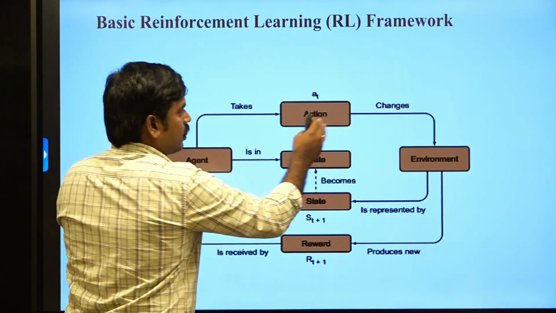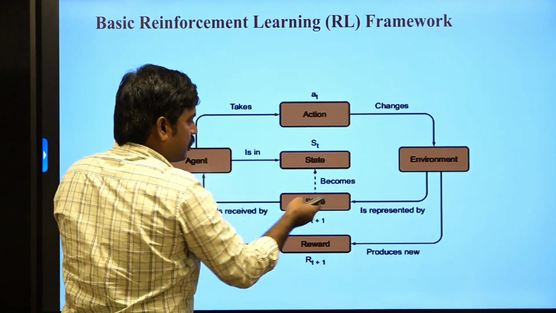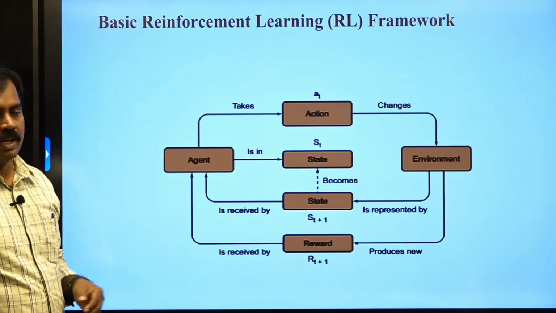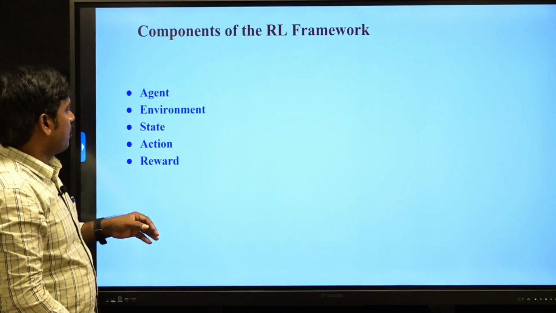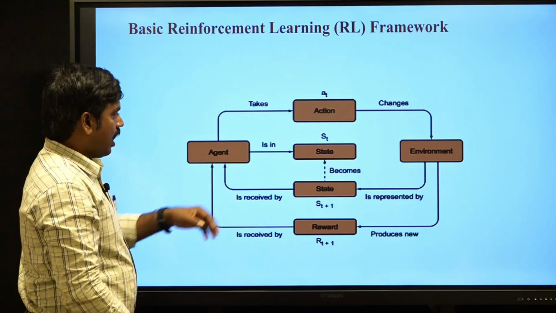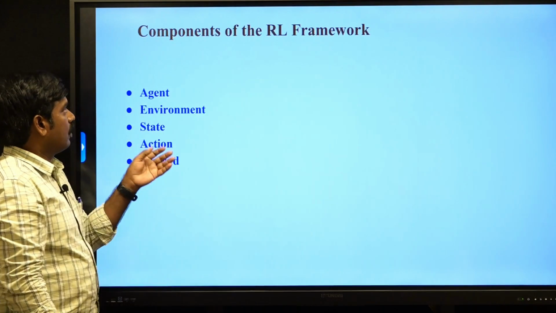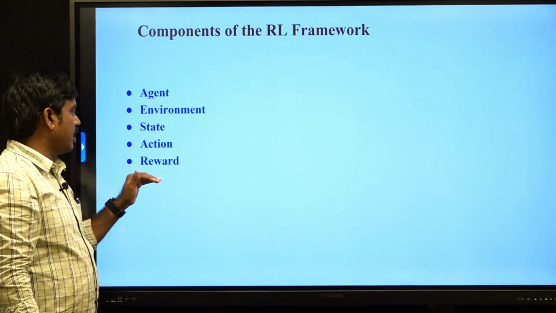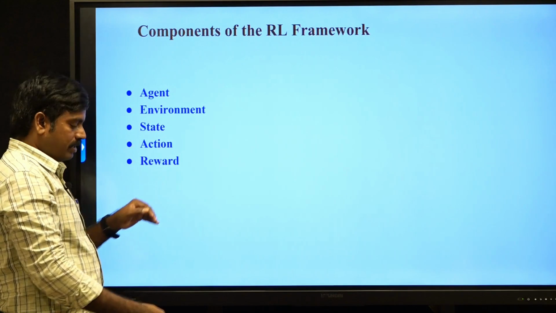The agent applies the action on the environment in a particular state. The environment is affected by the action, the environment state is changed, and the environment produces the reward to the agent. This is the reinforcement learning framework process. The key elements in this framework are agent, environment, action, state, and reward. These are the key components of reinforcement learning. What is agent, environment, state, action, and reward, we will see.